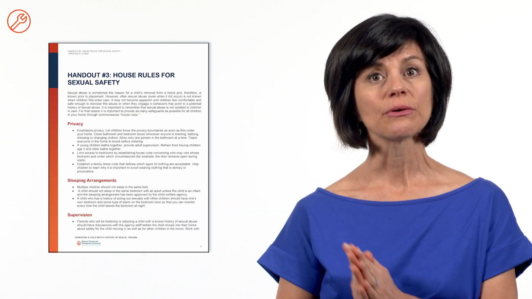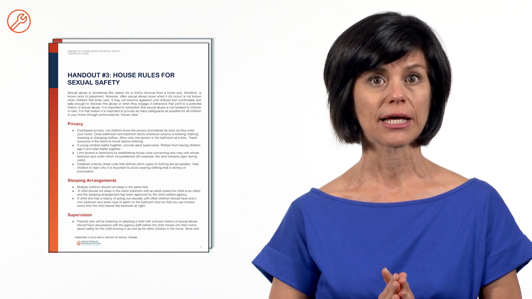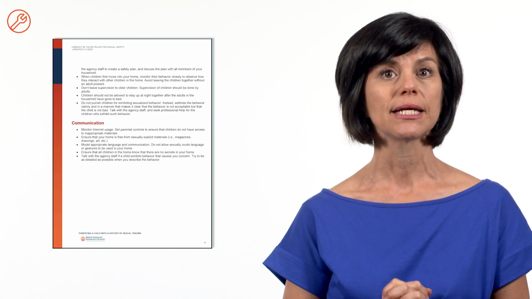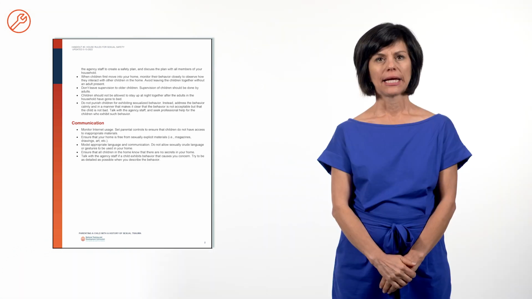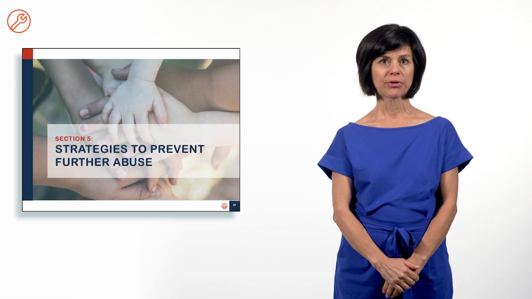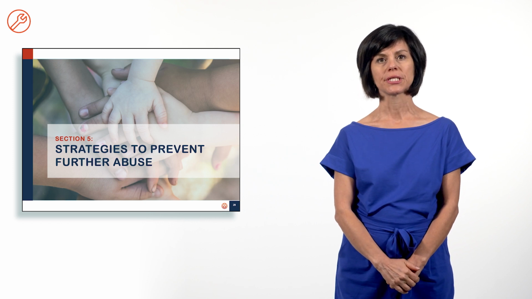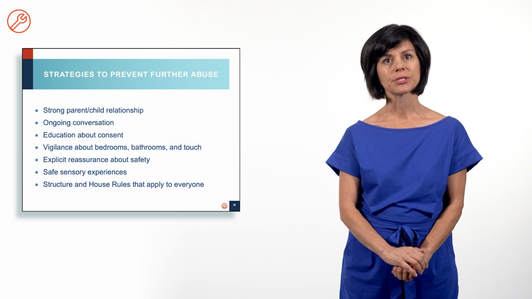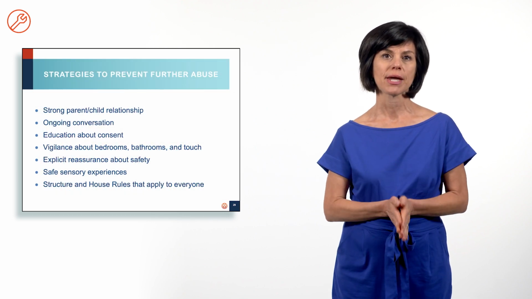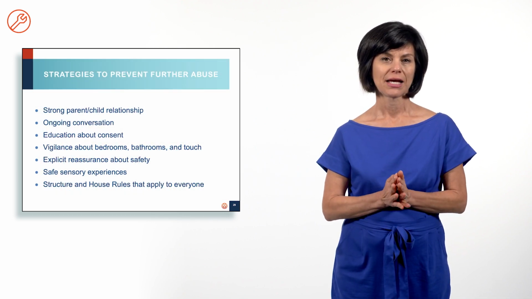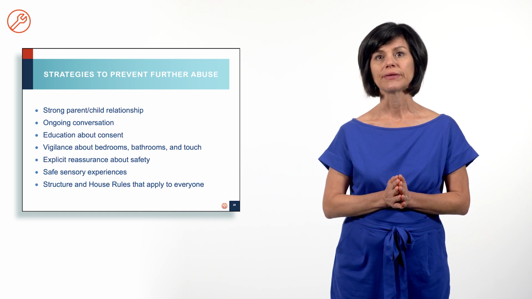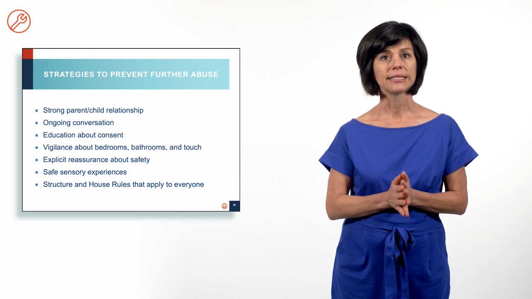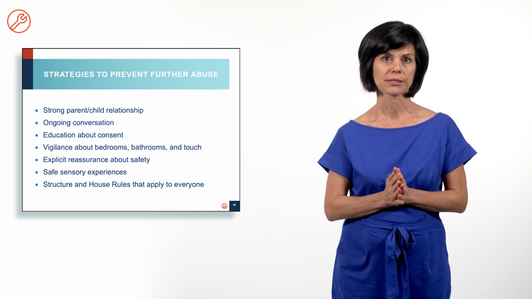And a handout, House Rules for Sexual Safety, has been developed to give parents additional ideas on how to develop a useful plan to help ensure everybody's safety. In Section 5, Strategies to Prevent Further Abuse, useful strategies are reviewed. The most important prevention strategy is the establishment of a strong, trusting parent-child relationship. Structure and house rules around things like bedrooms, bathrooms, privacy, and understanding ideas around consent are also addressed.